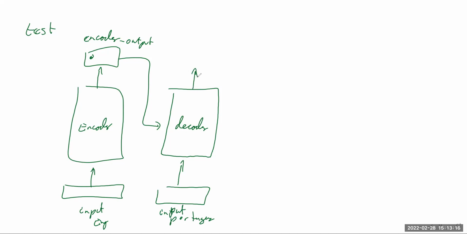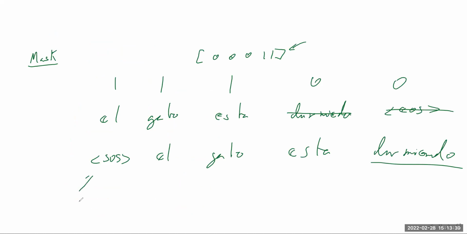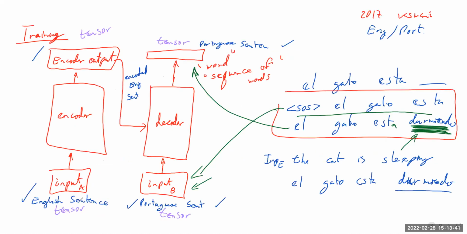So obviously you're predicting a new example. You're only given the English. So what do you do then? Because there's actually no Portuguese sentence. So what happens is you only give it start of sentence. You see that? Because this was actually worked into the training, if you remember, right? That you started with start of sentence.